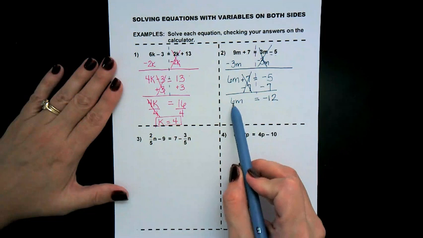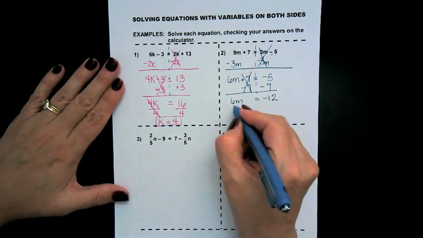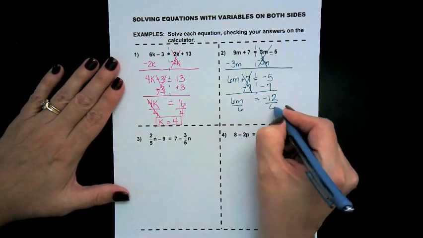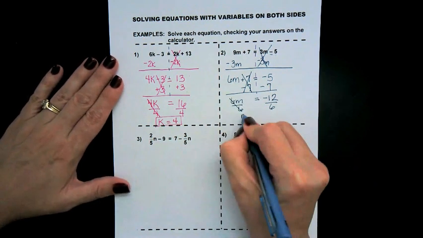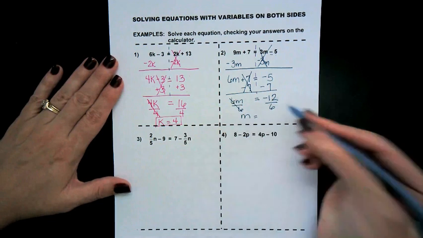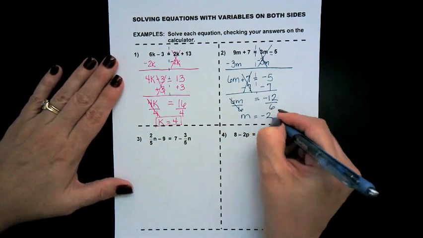Now let's undo the multiplying by 6. We'll divide by 6 on both sides. Multiplying by 6, dividing by 6 cancel out, giving me m equals, and then negative 12 divided by 6 is negative 2.